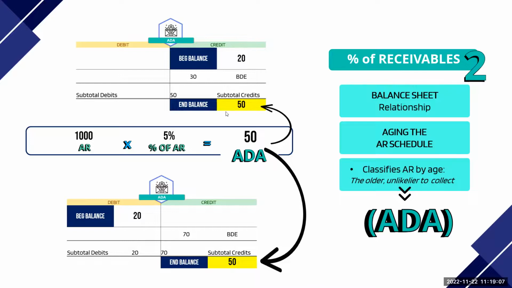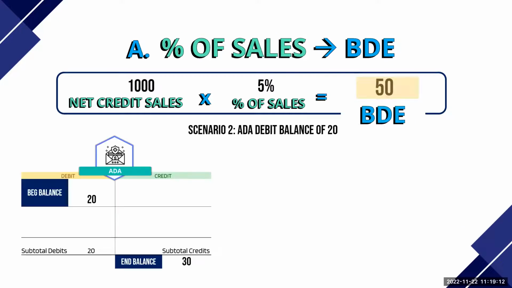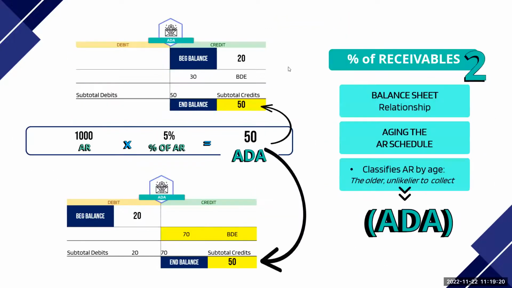So, again, in income statement, in percentage of sales, si BDE sa loob siya nung T account. Sa percentage of receivables, nasa ending balance yung dinedetermine niya. And then, yung BDE you compute. Meaning kung ang beginning balance ko is 20 and I know the ending balance is 50, the BDE for this is 30. While this one, if yung ending balance is 50, I'll reverse solve and solve for my BDE at 70. Kasi to offset the debit balance.